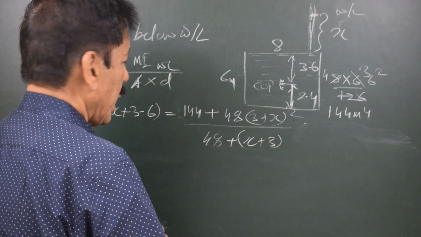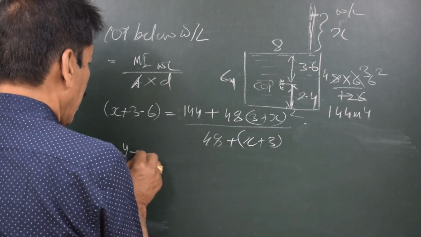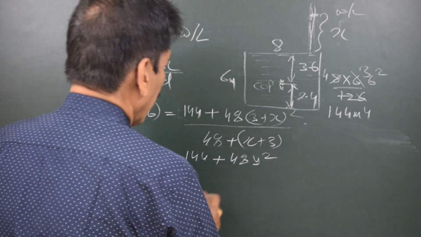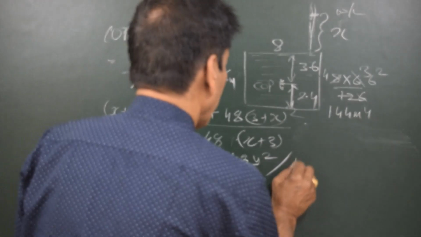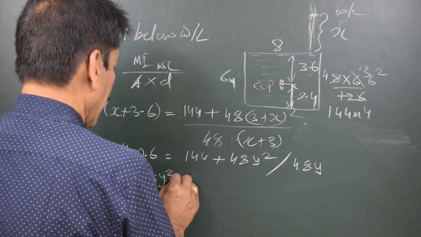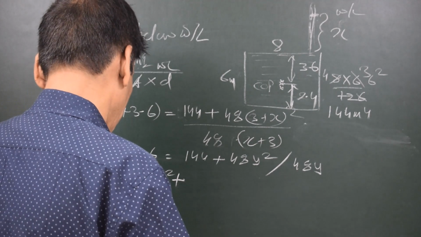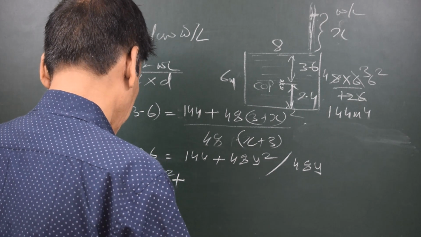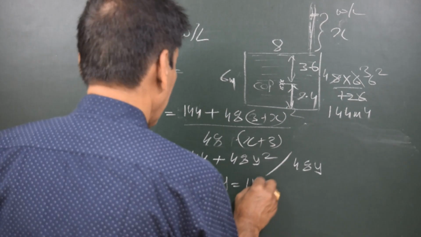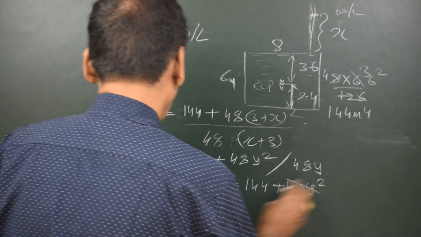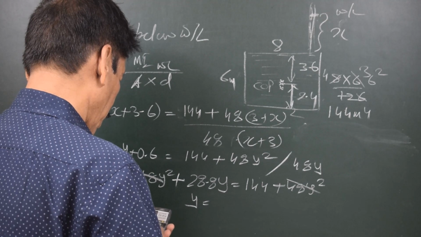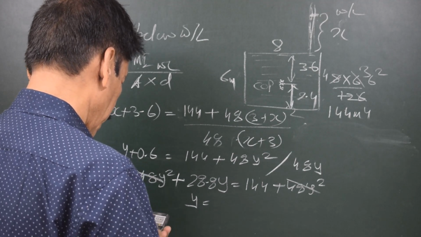Now if we assume X plus 3 equal to Y, then the equation gets simplified. It becomes Y plus 0.6 equal to (144 plus 48 Y square) divided by 48 Y. So if we cross multiply, it becomes 48 Y square plus 48 into 0.6, which is 28.8 Y, equal to 144 plus 48 Y square. This gets cancelled, and then we have 28.8 Y equal to 144. So Y is equal to 144 divided by 28.8. This gives me Y equal to 5.